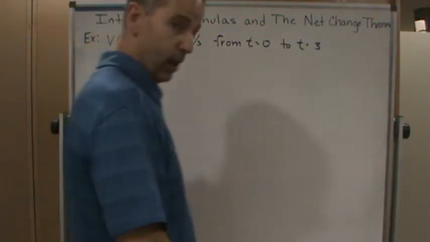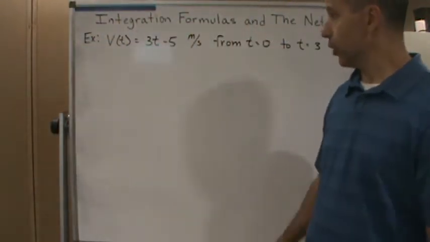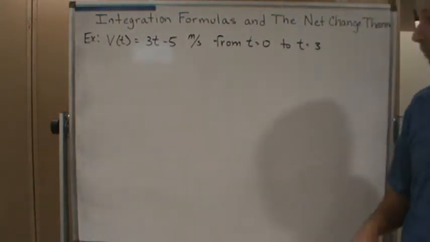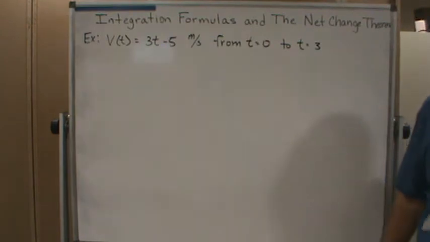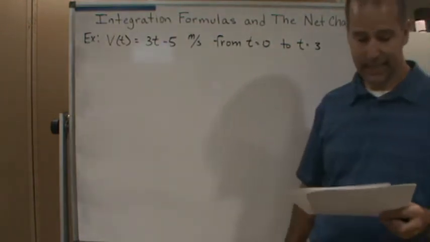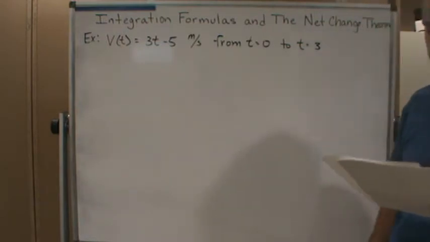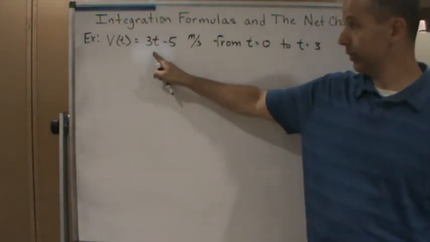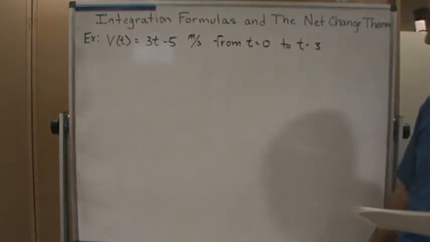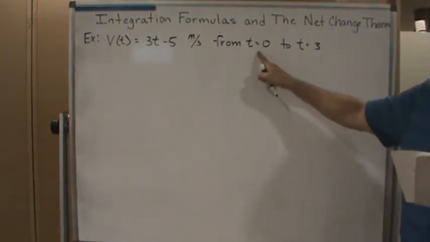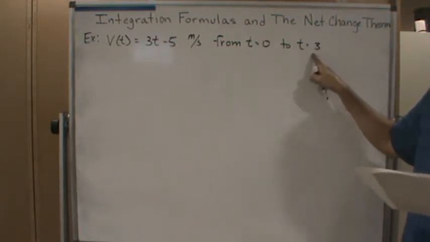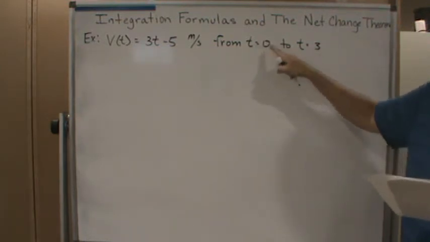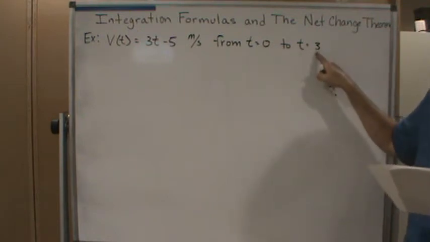Okay, so welcome back. Now I'm going to do this example. This is an example of a particle that's moving at a velocity described by this linear function with respect to time. Given the velocity function v of t equals 3t minus 5 meters per second, a particle is in motion from time t equals 0 to t equals 3. So we're interested in this time period.